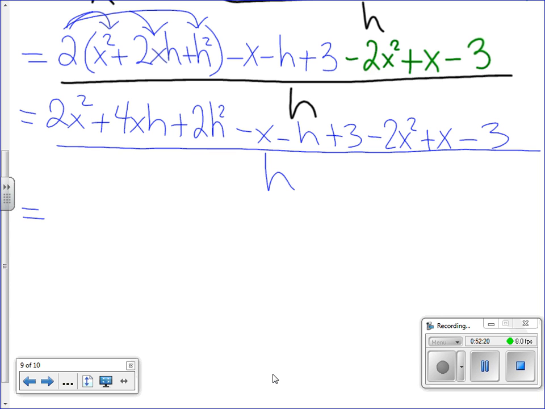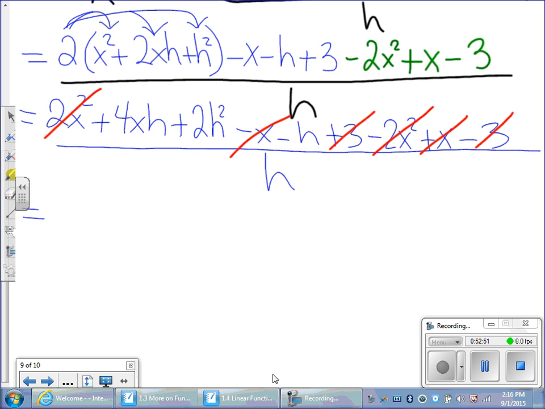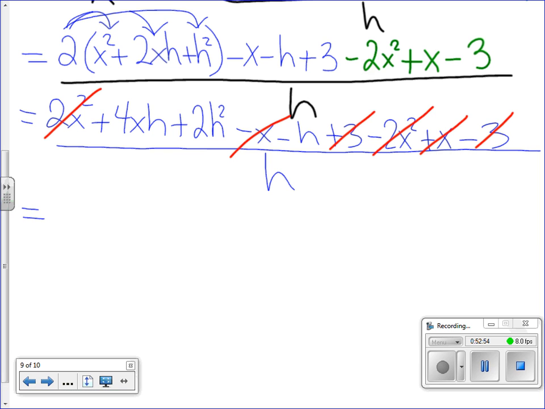Okay, now look at it and tell me if you find some terms that are opposites. Will the 2x squared cancel out? Yes, because they're opposites, right? So 2x squared minus 2x squared cancels out, that gives us 0, right? What else? Plus x minus x. Good. What else? Okay. And that's it. So 4xh plus 2h squared minus h.